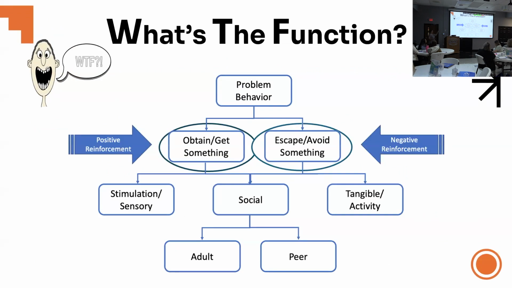So what's the function? When we think about behaviors, we have to think about what the child is trying to get, right? And it comes down to these. We have our problem behavior, and then it comes down to, are they trying to obtain or get something, or are they trying to escape or avoid something, right? We'll talk on down about the categories. So they're trying to get something or get out of something in a broader sense. Most behavior falls back to those things, right?